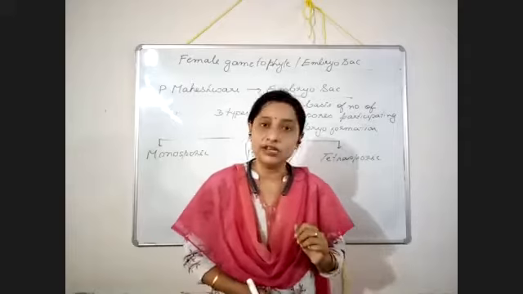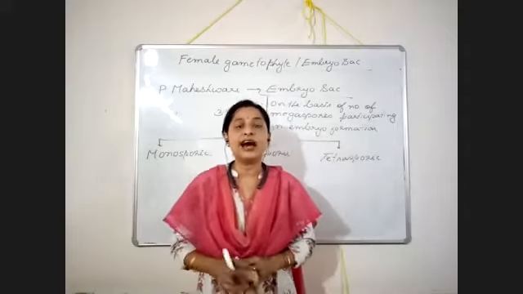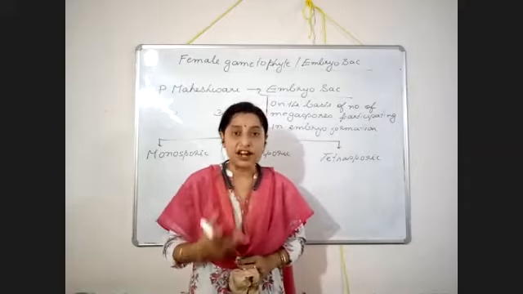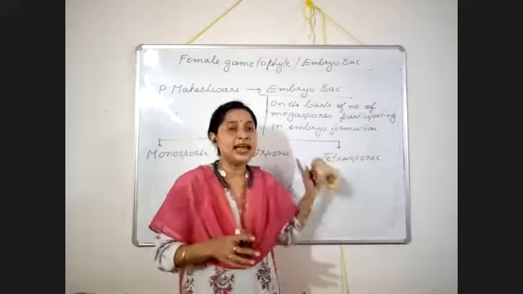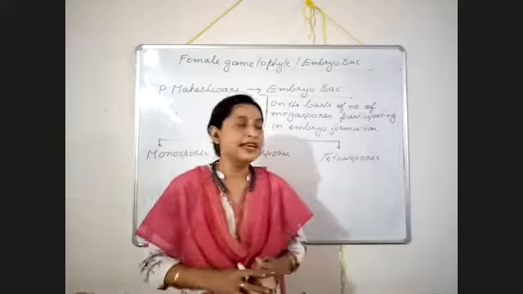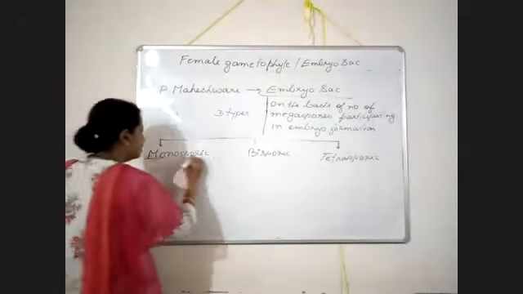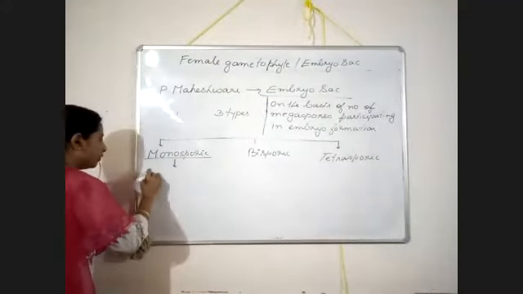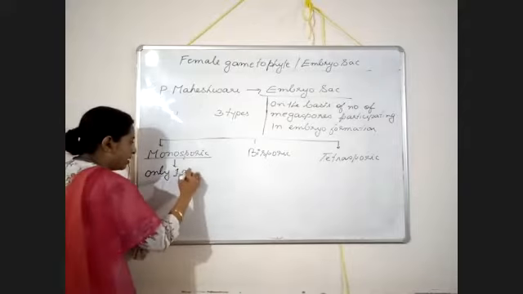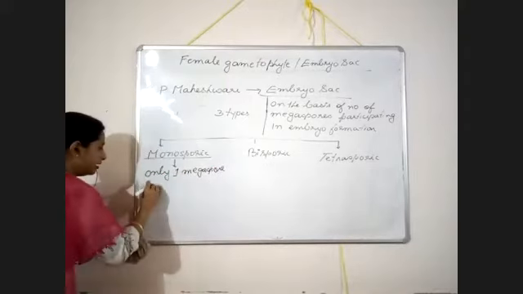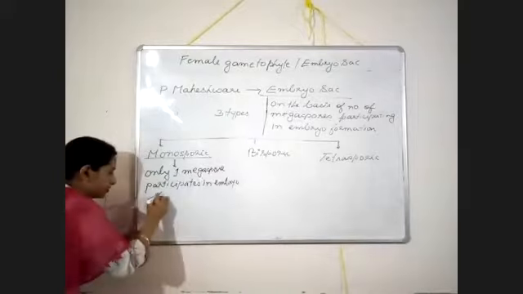So what did Maheshwari do? He said that depending on how many megaspores are involved in embryo sac formation, the embryo sac was divided into 3 types: monosporic, bisporic and tetrasporic. Monosporic, what we understand, is only one megaspore participating in formation.